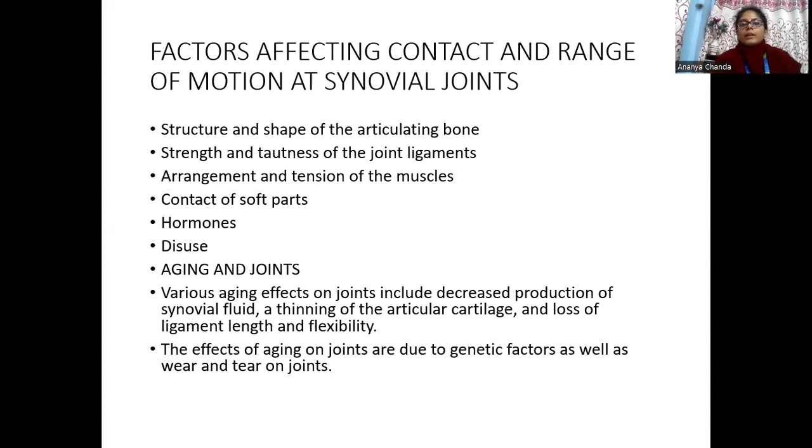Factors affecting the contact and range of motion at a synovial joint: structure and shape of the articulating bones, strength and tautness of the joint ligaments, arrangement and tension of the muscles, contact of soft parts, hormones, disuse, and aging. Aging effects on joints include decreased production of synovial fluid, which can cause loss of ligament length and flexibility. Aging effects on joints are due to genetic factors as well as wear and tear on joints.